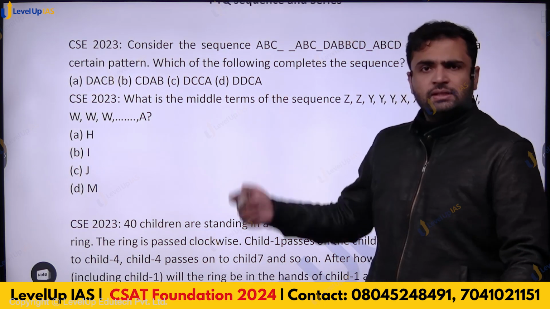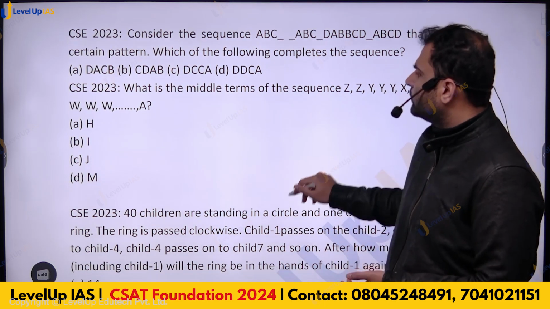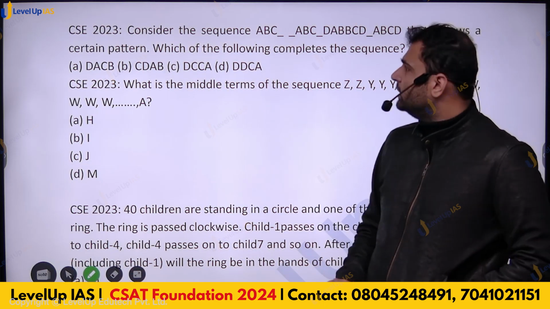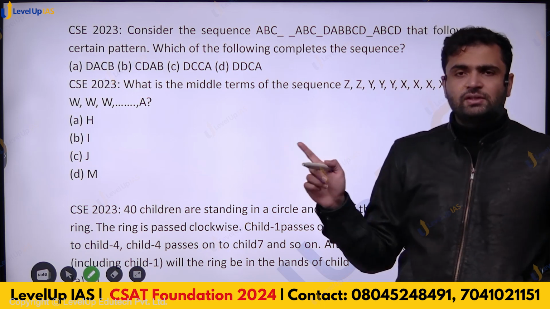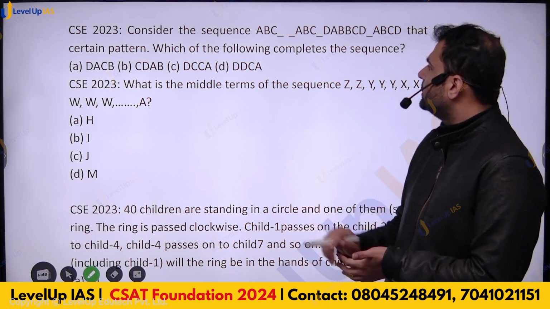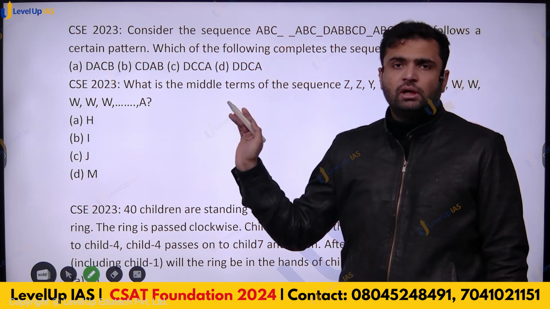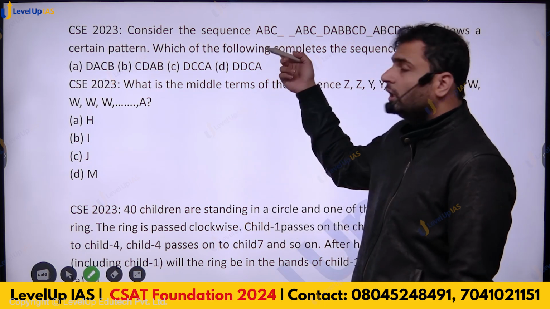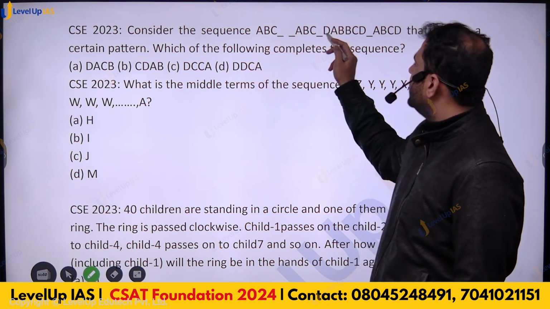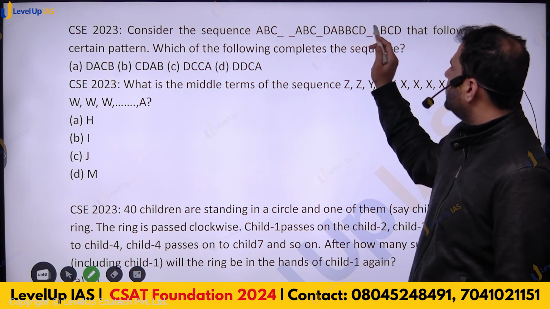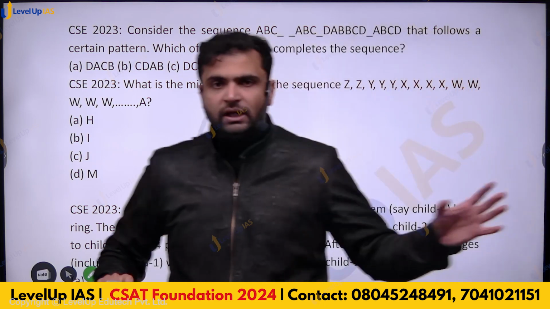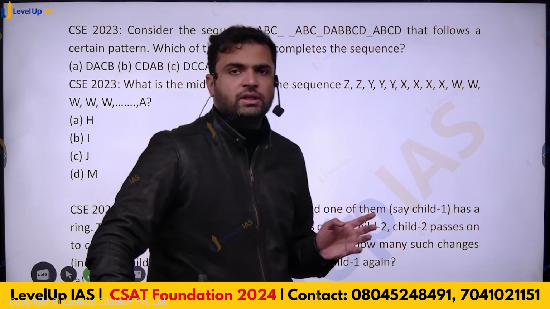And okay, let us see these types of questions. First question, CSE 2023. There is a sequence of alphabets given, and in this type of question there is a simple trick. We just have to count how many alphabets are there, including the missing places. So 1, 2, 3, 4, 5, 6, 7, 8, 9, 10, 11, 12, 13, 14, 15, 16, 17, 18, 19, 20. So there are 20 letters in this sequence, including the missing places.